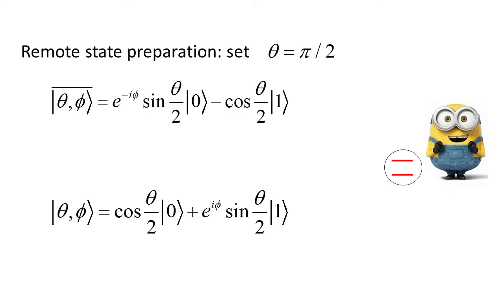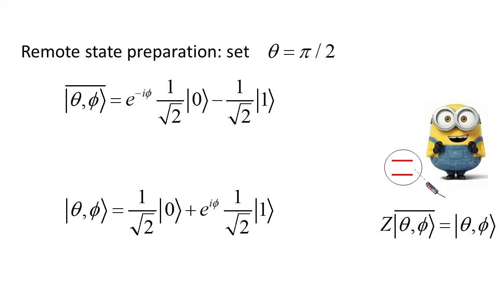So this is actually what's called remote state preparation. And because there's actually no operation that you can do to make these two states the same, you can instead just make the assumption that theta is equal to pi over 2. And if you make that assumption, then it's actually possible to turn these two states into the same state. So all you have to do is just apply a z-gate, and these two states become the same.